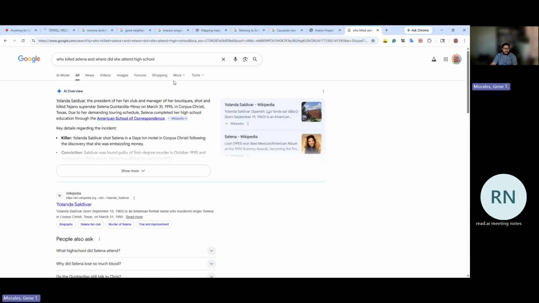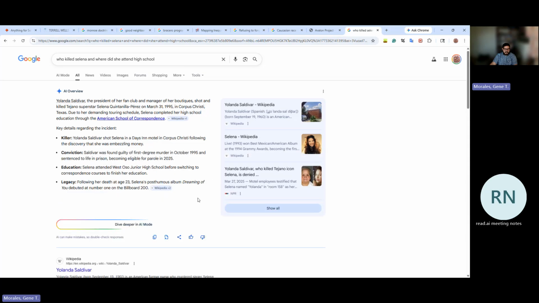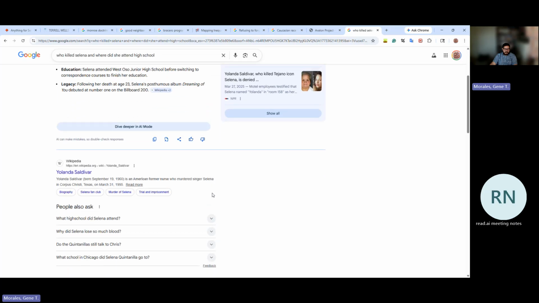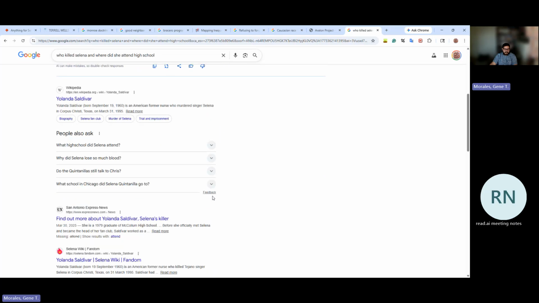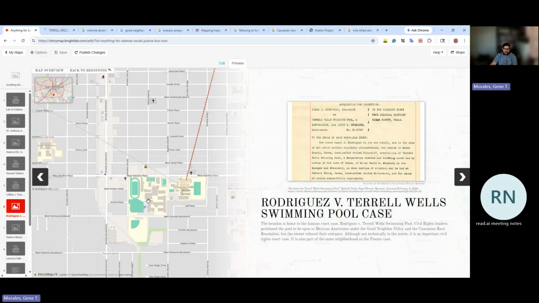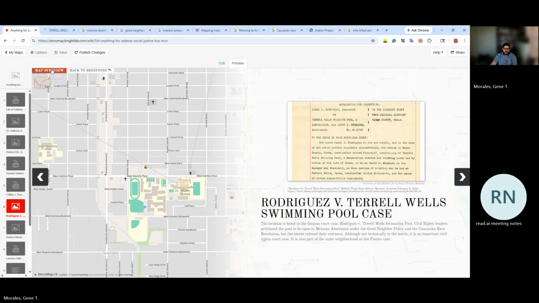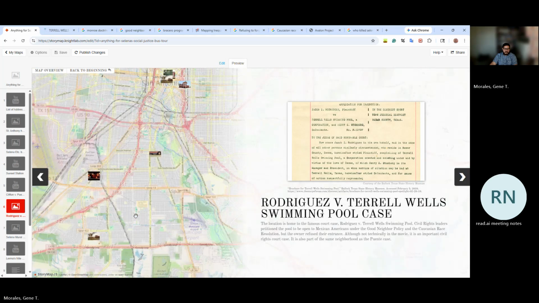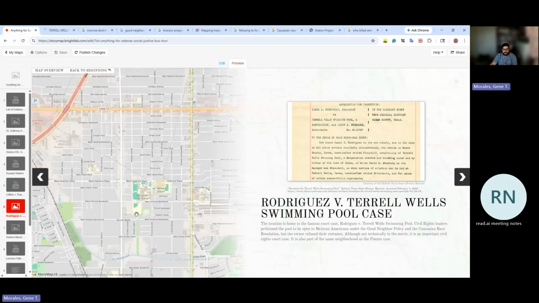You're going to see that she attended many different spaces, but she was also really involved in this kind of mixture. According to the San Antonio Express-News, she graduated in 1979, a graduate of McCollum High School. McCollum High School is actually right here next to the court case. This is McCollum High School right here. So call it coincidence, call it just very unique.